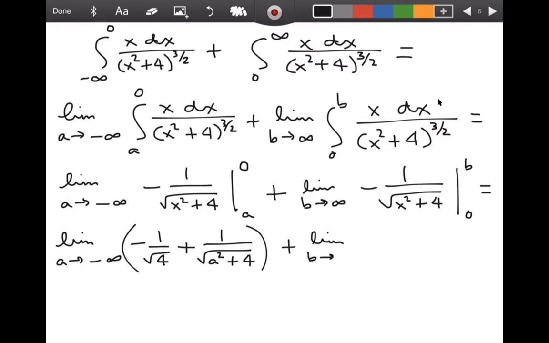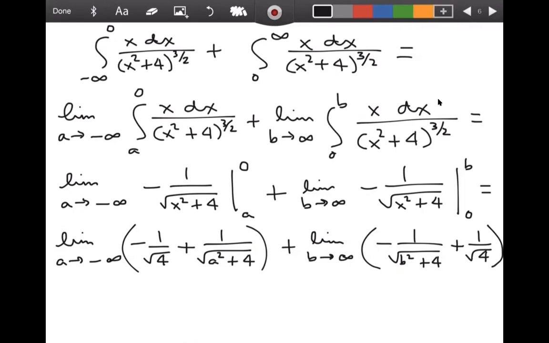Limit as b approaches infinity. Plug in b, you get negative 1 over the square root of b squared plus 4, minus negative 1 over the square root of 4. All right.